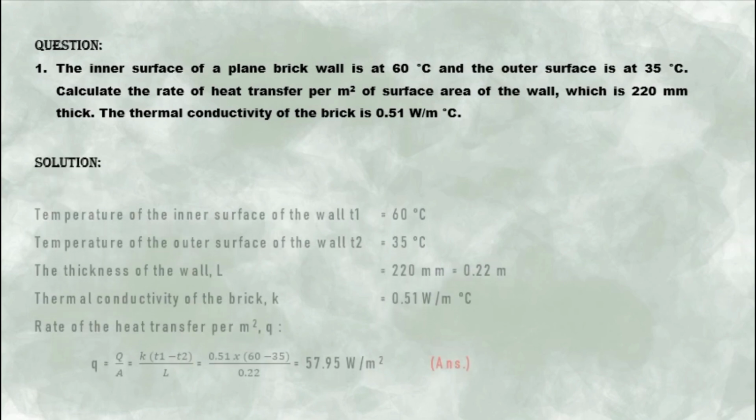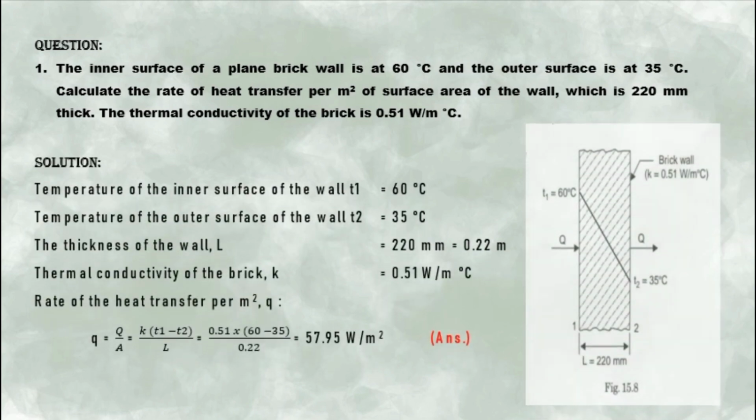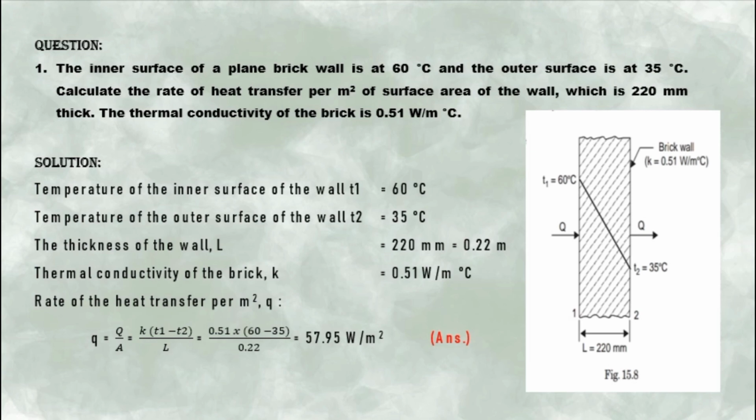For our solution, we have the given: temperature of the inner surface of the wall 60 degrees Celsius, the temperature of the outer surface of the wall 35 degrees Celsius, the thickness of the wall 220 mm, converted to meters 0.22, and the thermal conductivity of the brick 0.51 watts per meter degree Celsius. And we have here the figure to better illustrate our given.